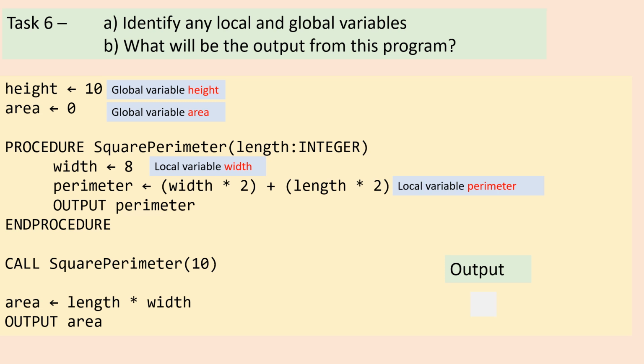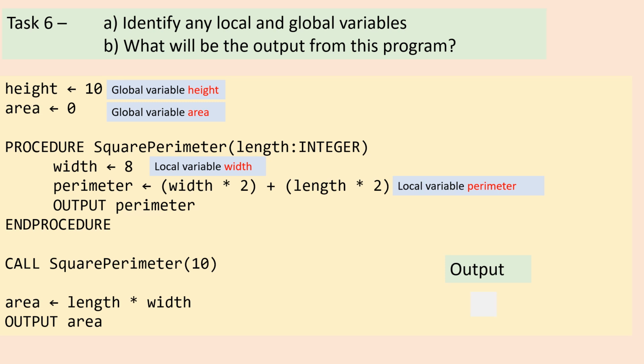Our subprogram is also put into RAM. It's waiting to be called. We then call it, so it's called square perimeter. That's the name of our subprogram, and we've got this argument 10. That's passed to the parameter length. So let's see what we do with that.